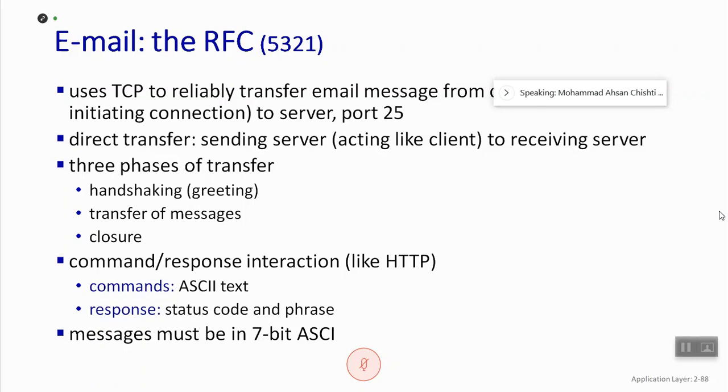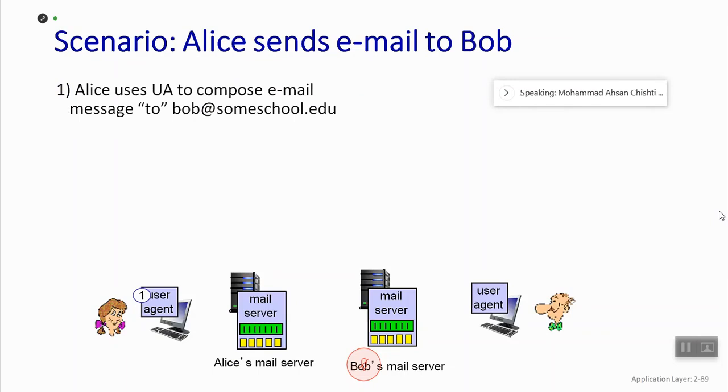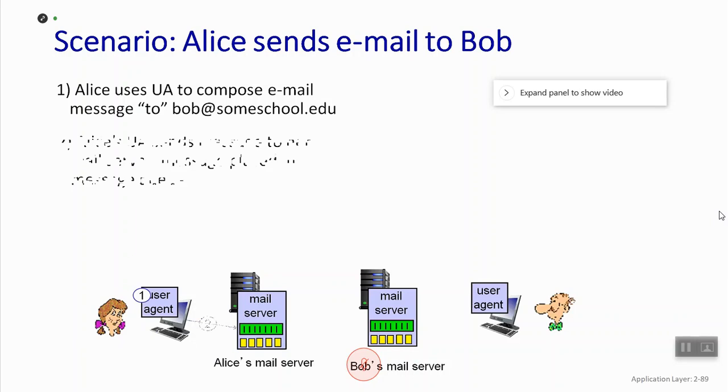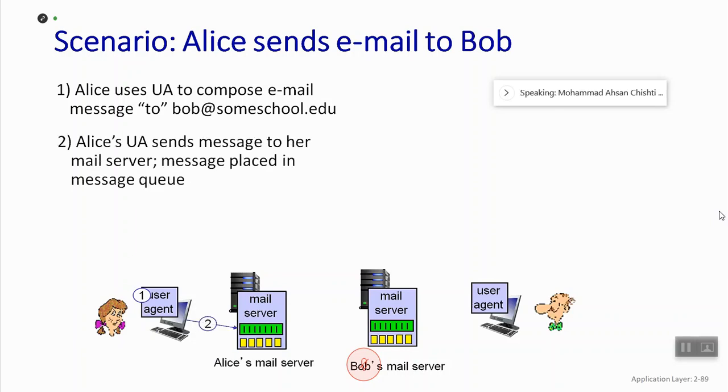Here is an example. On the left extreme we have Alice, who wants to compose an email message and is sending it to Bob on the right hand side, with the address mentioned here, bob@someschool.edu. Once she has composed it, Alice's user agent sends the message to her mail server. For example, you are using Gmail, it sends the message to the Gmail server, and the message is placed in a queue within the Gmail server, Gmail server being Alice's mail server.